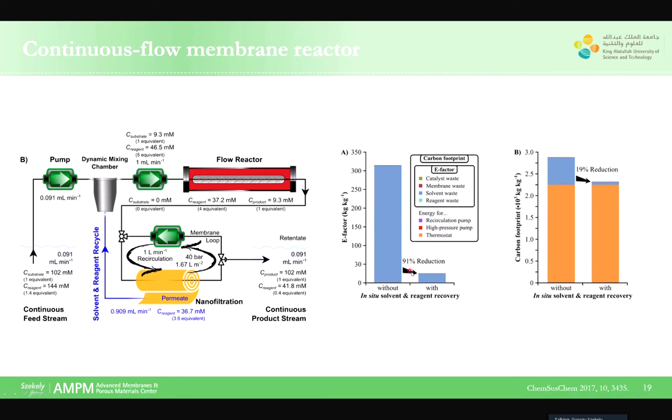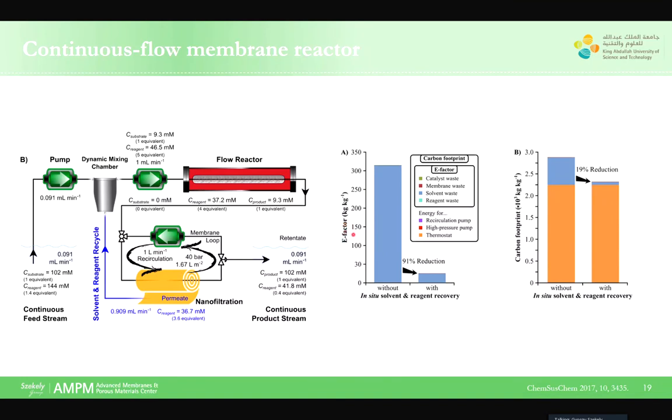So you can see that you can achieve a 91% reduction in the E factor if you're applying solvent recovery, and a more modest reduction in the overall carbon footprint, which is 19% in this particular case. So again, we have demonstrated that with a different catalytic process and a different process configuration, you can reduce the E factor, basically the waste generation of your process, as well as the carbon footprint.